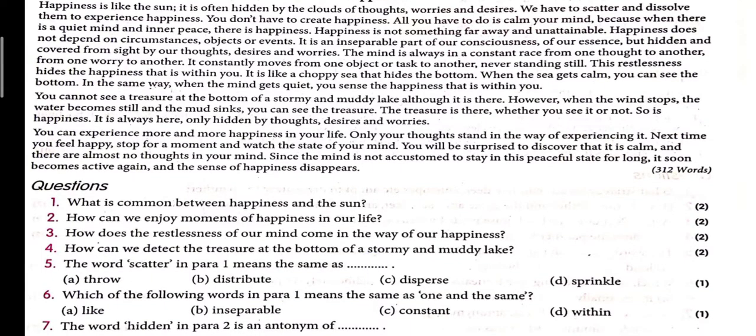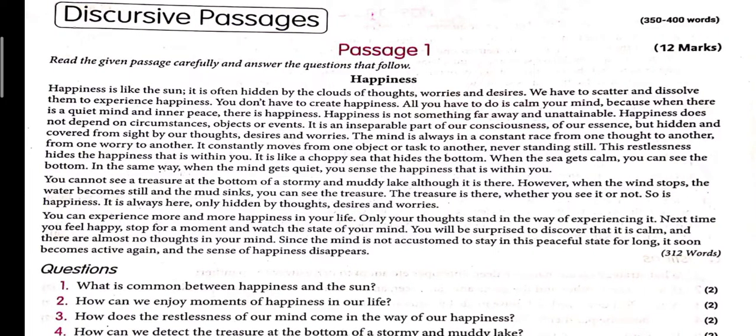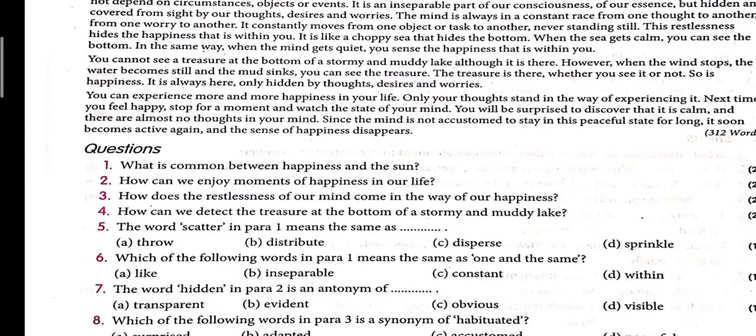And the word scatter in para 1 means the same as, so whether it is throw, distribute, disperse, sprinkle. First find out where the word scattered is in passage 1. Okay, and try to read that line again. Then you will get an idea of the meaning if it is a new word to you, but scatter is not a new word to you. But look here, distribute also is similar, sprinkle, disperse, so it's all similar, but you have to find the exact meaning.